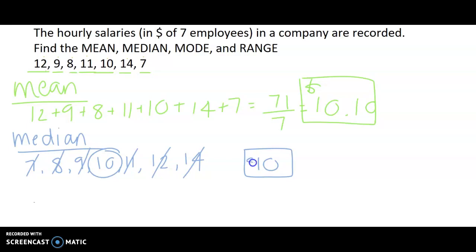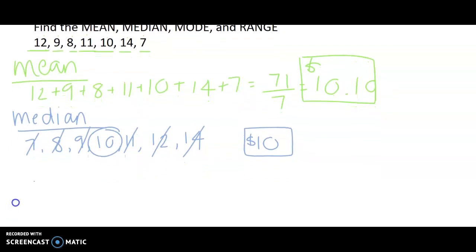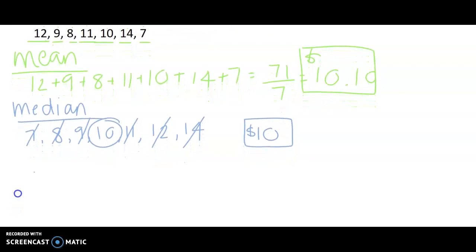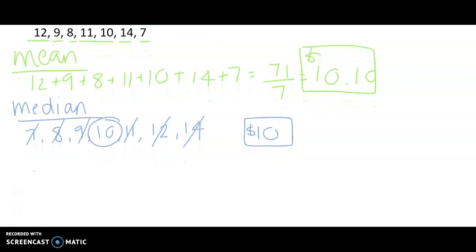So the median would be $10. So that guy who's getting paid $10 is the absolute average. If you're getting paid $7, not only are you below minimum wage, you're also not even average. True. Sad.